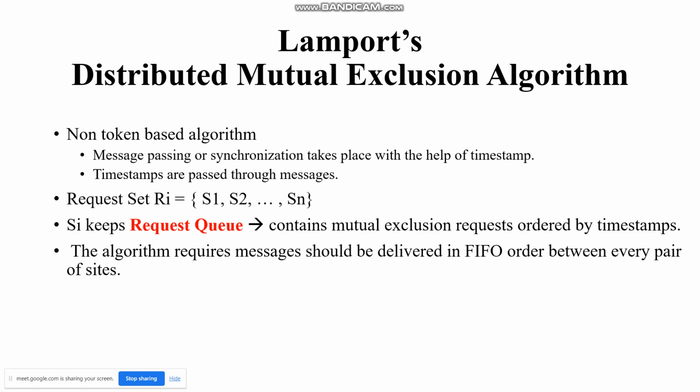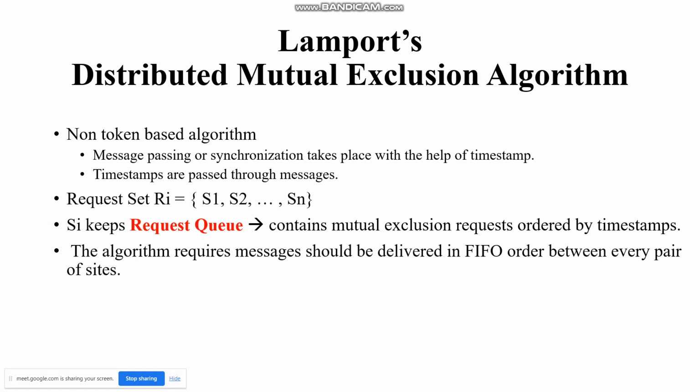Every site has a different process, and all the sites are geographically separated at different locations. So in this situation we have to ensure, when more than one site is going to access the same resource, how we are going to manage it in a distributed system. That is the problem. Lamport's algorithm is one algorithm that helps to solve this mutual exclusion problem in a distributed environment. So now let's see what Lamport's algorithm is.